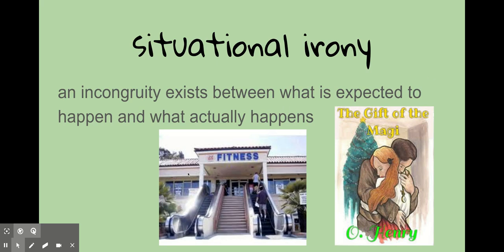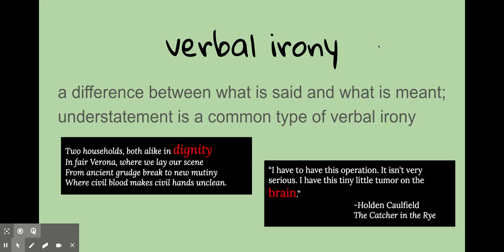So in a normal world, we would not expect a fitness center to have an escalator out front. We would think that they want to encourage people to take the stairs. So in the normal world, that's how we would expect it to play out. Situational irony occurs when something happens that is outside of our normal expectations.